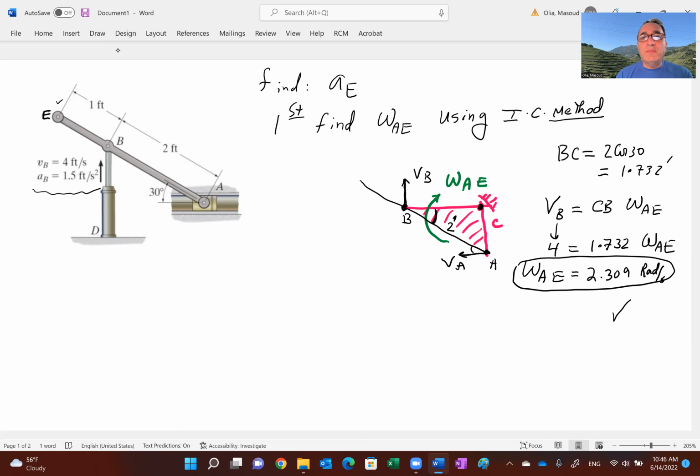So now, how do we approach acceleration? I'm going to call this acceleration analysis now. So now we're moving to doing acceleration analysis. Okay. So how do we do this?